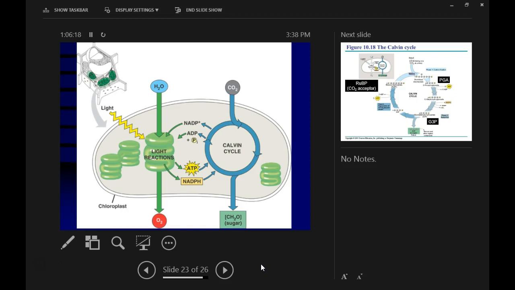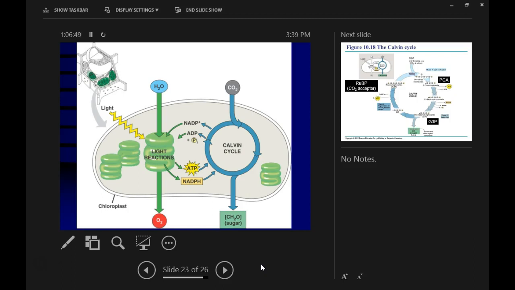All right. We see how the light reaction generates ATP and the energized electrons here in NADPH. They move out to the stroma. These help power the Calvin cycle. We also saw that in the light reaction, water is split and oxygen is released as a waste product.